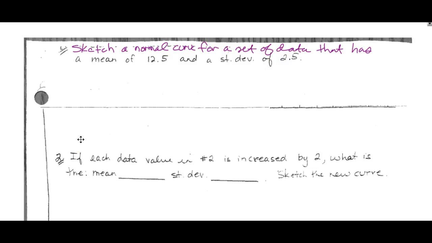Okay, so here we go. Number one: sketch a normal curve for a set of data that has a mean of 12.5 and a standard deviation of 2.5. Any of these questions may be on the test, or ones like them.